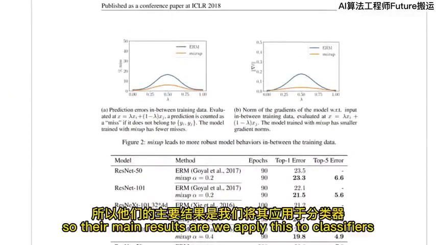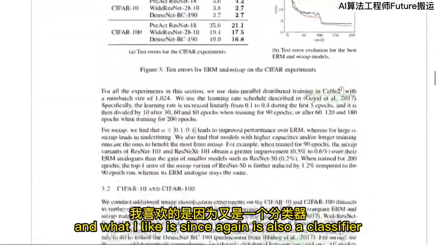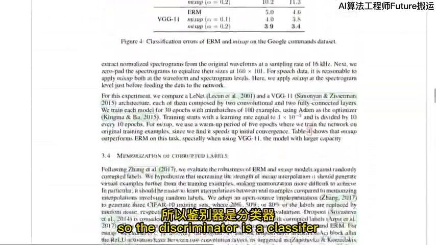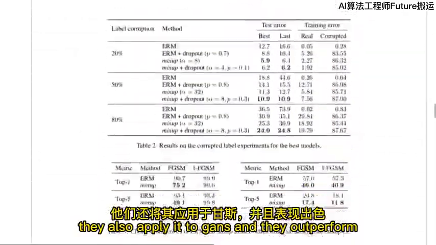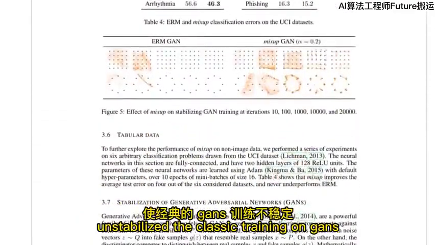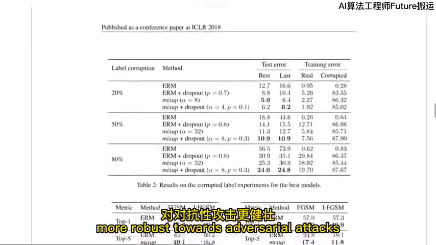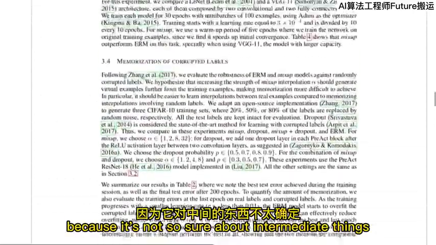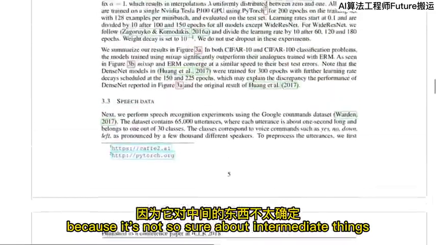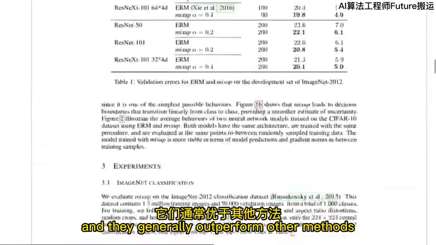So their main results are, we apply this to classifiers, and what I like is, since a GAN is also a classifier, so the discriminator is a classifier, they also apply it to GANs, and they outperform and stabilize the classic training on GANs. They show that it's more robust towards adversarial attacks because it's not so sure about intermediate things, and they generally outperform other methods.